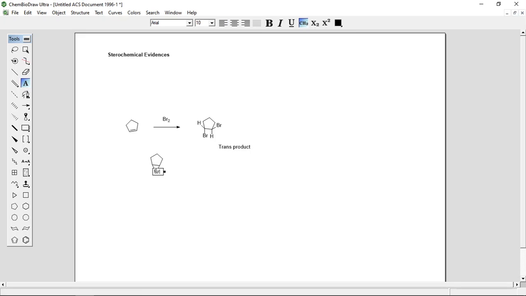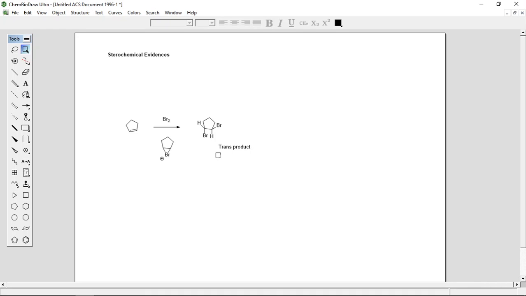Positive charge on bromine, you will get this cyclic bromonium ion intermediate. Now another Br attacks from the bottom side and it opens the ring. That's why you are getting the trans product. So by analyzing the product, if you are getting the trans product, then you can say that this reaction is a two-step reaction.